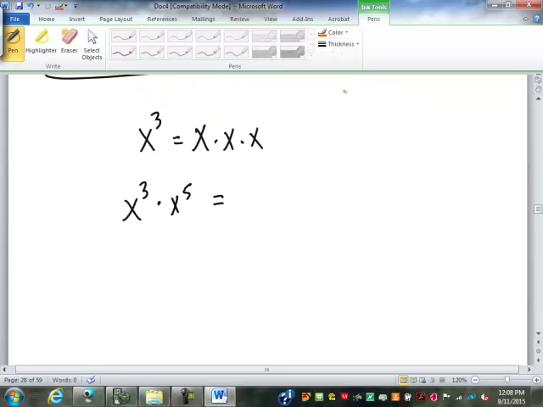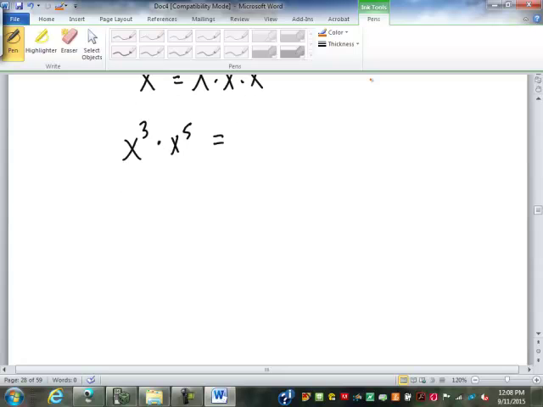Well, you would think that 3 times 5 would be 15. That would make sense, but let's look at it. X to the 3rd is 3 x's multiplied together. X to the 5th is 5 x's multiplied together. If I multiply them all together, there's 8 of them. That's x to the 8th.